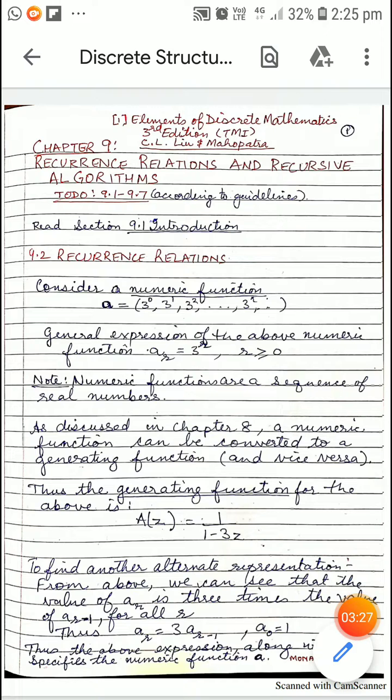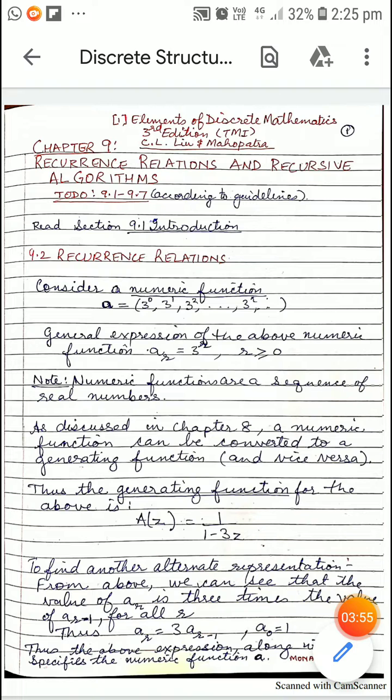Now, you know what numeric functions are. As I just mentioned, they're just a sequence of real numbers. And we had also seen in the previous chapter that every numeric function can be represented as a generating function and vice versa. So the generating function corresponding to a_r is A(z) equal to 1 by 1 minus 3z.